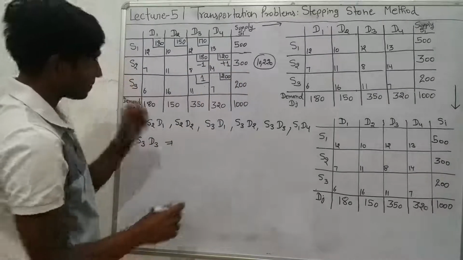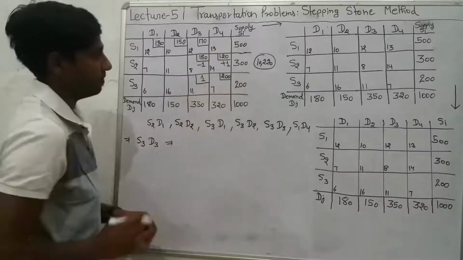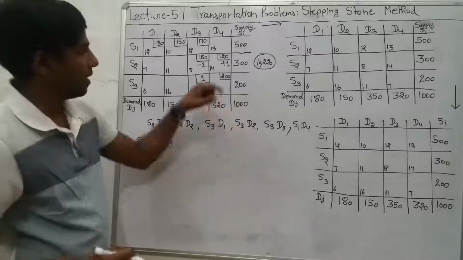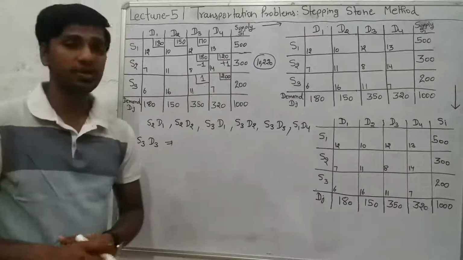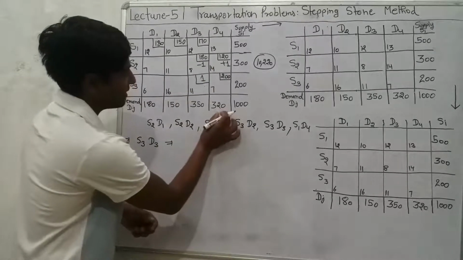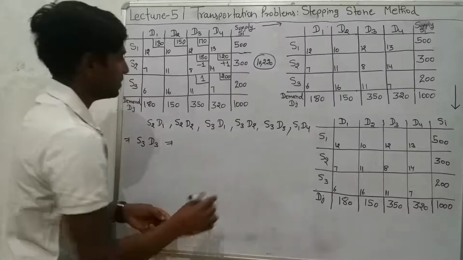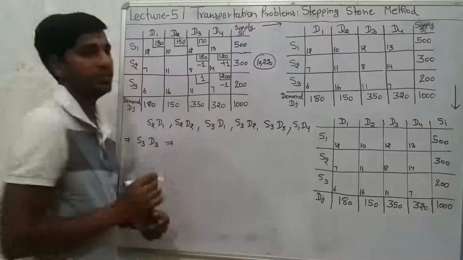Now again look at the rim requirements of the D4 column. The total requirement was 320 units. After allocating one unit to this cell, it became 321 units. So again we need to balance the requirement of column 4, or destination 4. So how are we going to do it? Just reduce one unit from this cell.